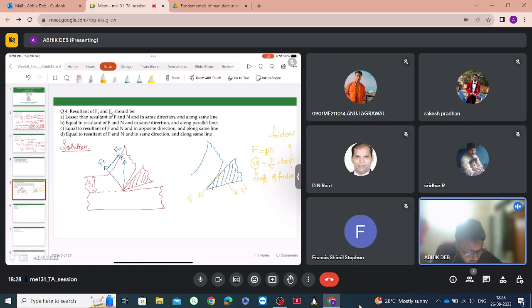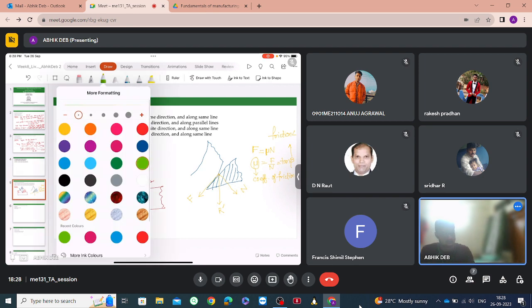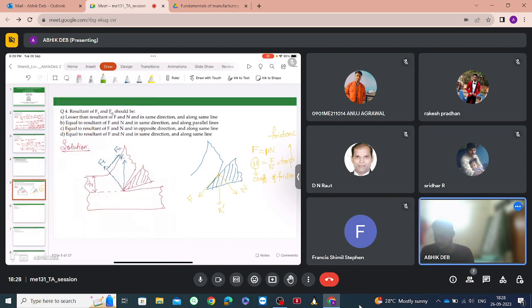So the resultant of these two will be in this direction somewhat. Let it be R dash. So what should be the relation between R and R dash? Can you tell me what should be the relation between R and R dash? It is related to the merchant theory. So can you tell me what is the relationship between R and R dash?